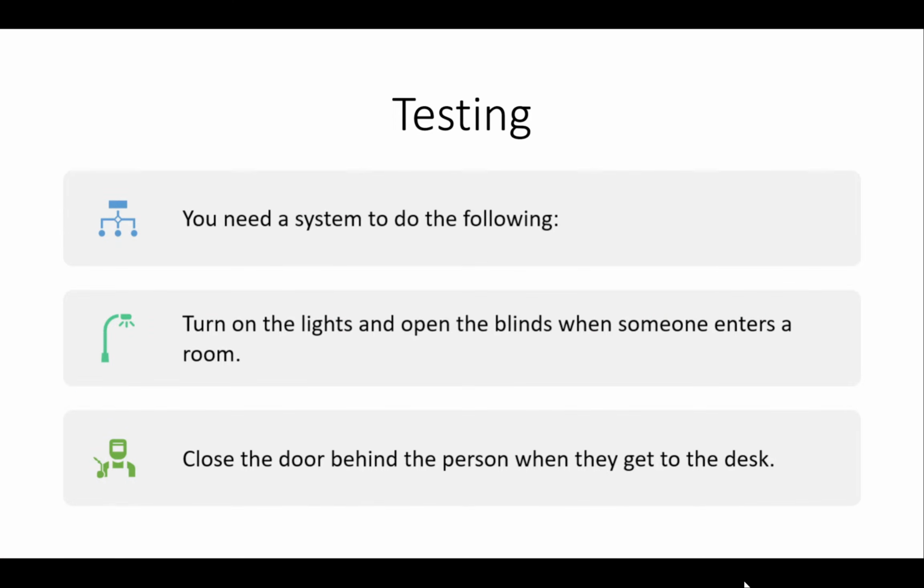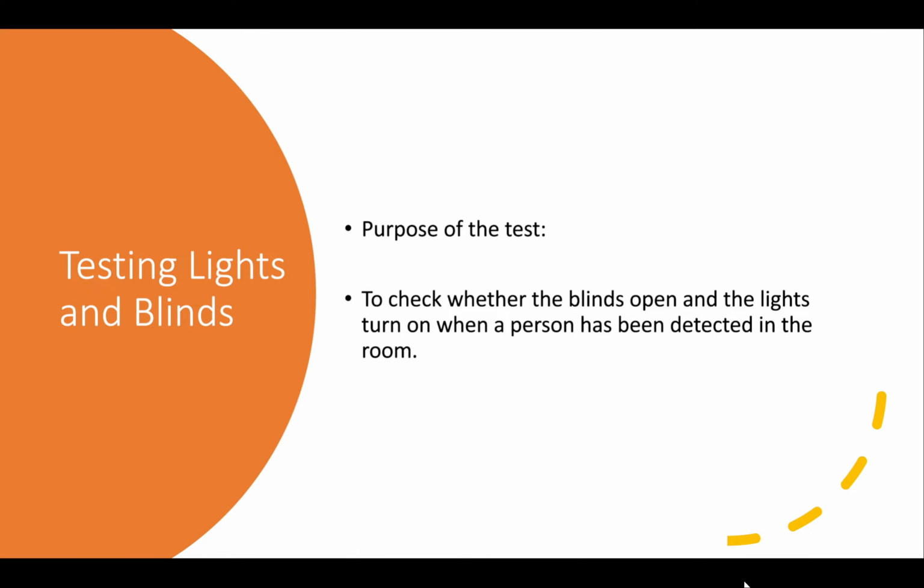Here's an example I have. You need a system to do the following. Turn on the lights and open the blinds when someone enters a room. Close the door behind the person when they get to the desk. So I've said the purpose of the test is to check whether the blinds open and the lights turn on when the person has been detected in the room or when the person gets close to the desk. Obviously the door should close as well.